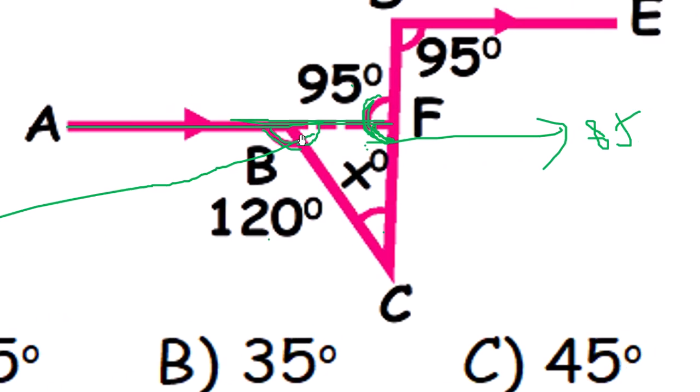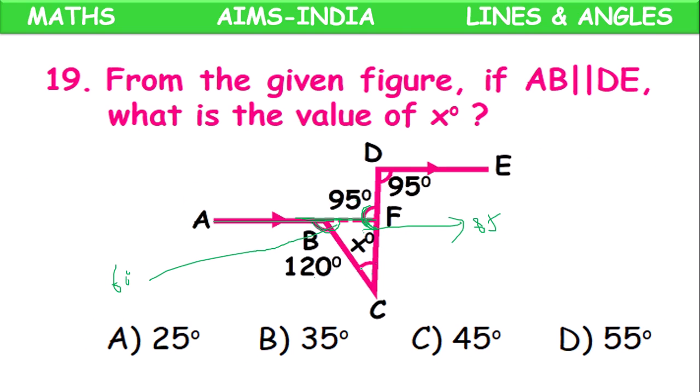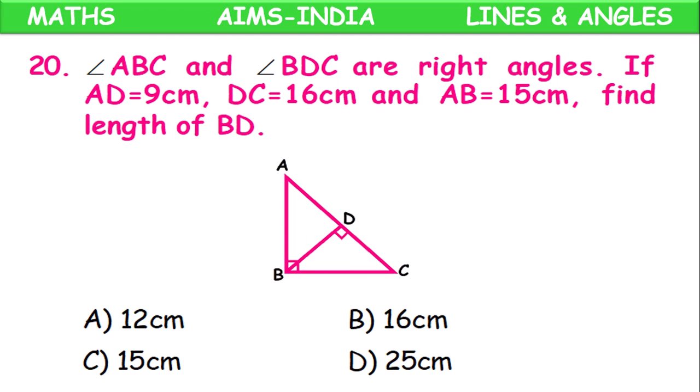So here 60, 85 plus X equals 180. 60 plus 85, how much? 145. So this X will be 35 degrees. B option is right. Next.